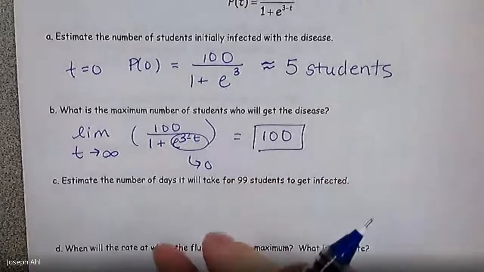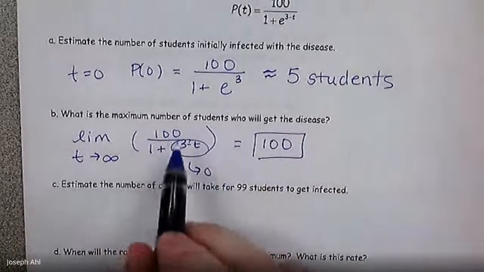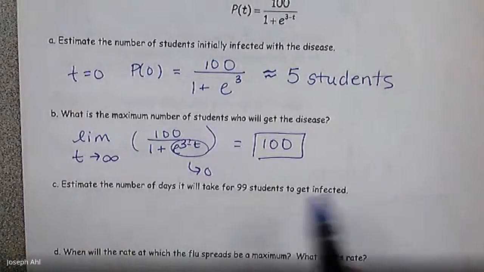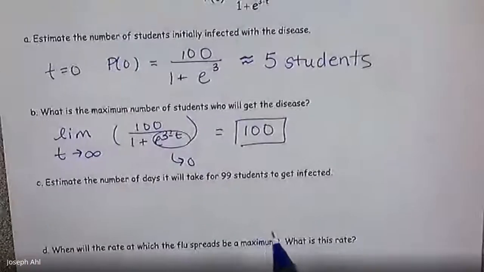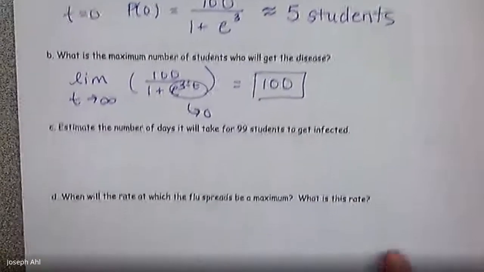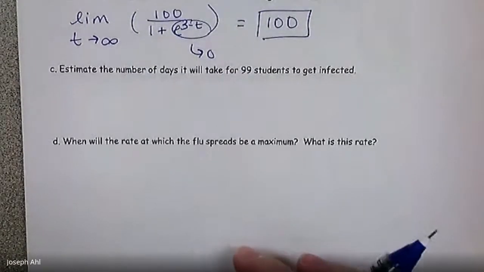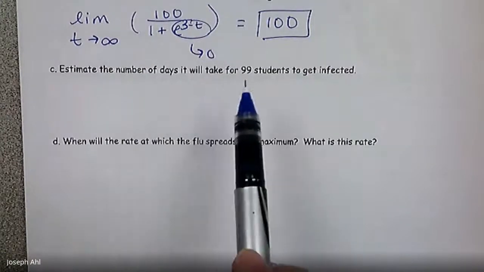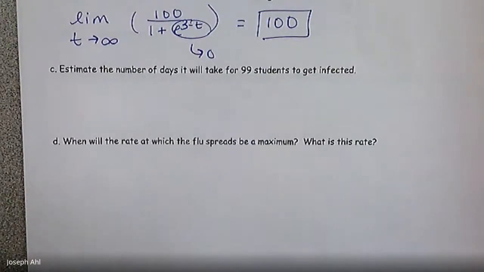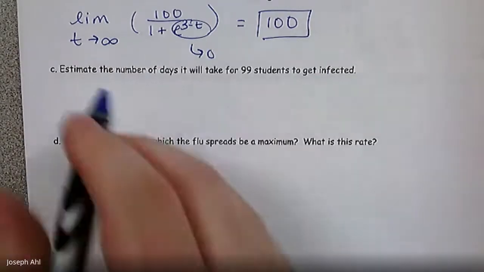And what you'll find very commonly is in logistic growth models, that number in the numerator represents the upper limit, the max population here. So we would expect that maybe the max number of students who can possibly get the disease would be 100. And then estimate the number of days it will take for almost everybody, just 99 students, to get infected. So if we want the population to be 99, this is just going to be something we type into the calculator quickly.